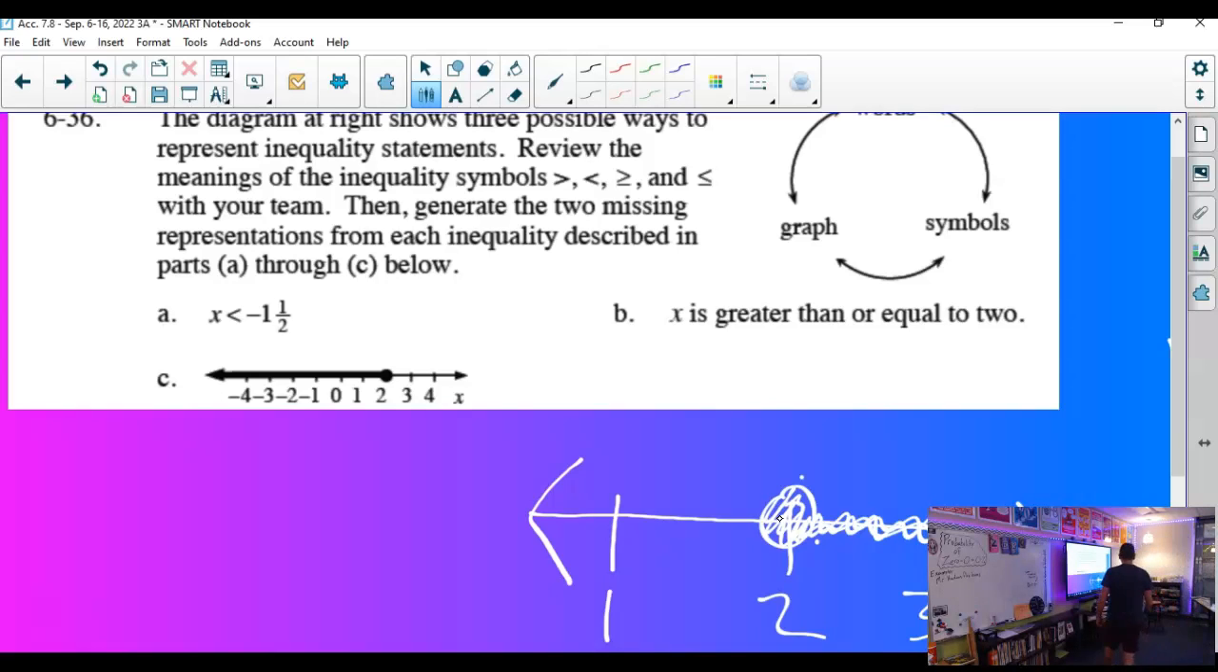I love graphing inequalities. Oh, they love you. I spoke with them this morning. They're very fond of you.